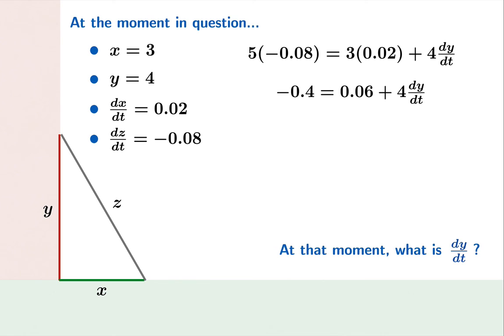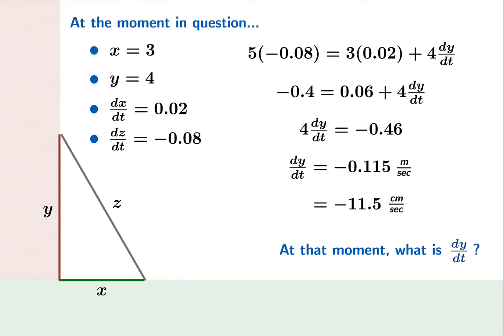We can simply work our way through this, and when all the dust settles, we find that dy/dt is negative 0.115 meters per second. You could switch units, it's the same as negative 11.5 centimeters per second, but that's the rate at which the top of the ladder is sliding down the building.